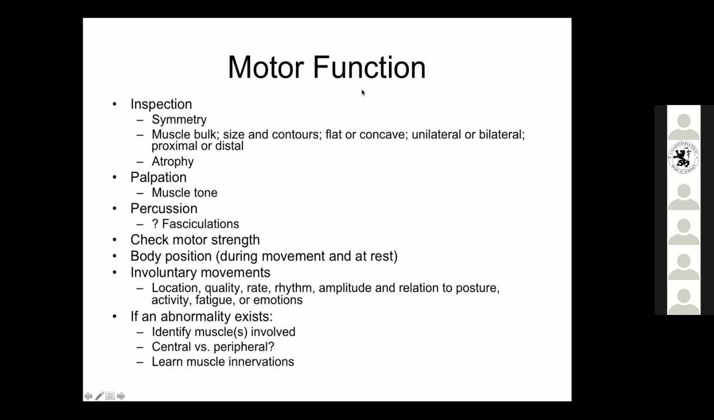And the motor function. Motor function means you should look for symmetry in the muscle size. If there is any muscle atrophy, you palpate for the muscle tone. Percussion is not so valid here. And you check the motor strength. Usually it's given a score. You check the body position, and if there are any involuntary movements like tremors.